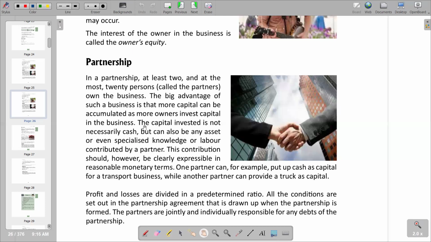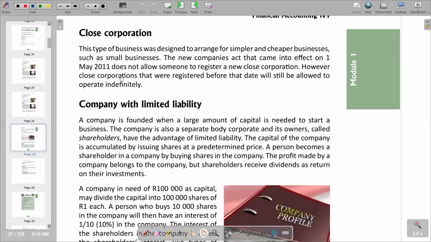So it means that we have to consult all the partners that are involved so that a decision can be reached, which is time consuming. So it's a disadvantage.